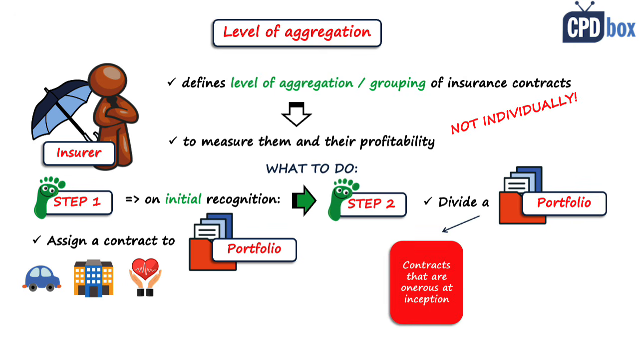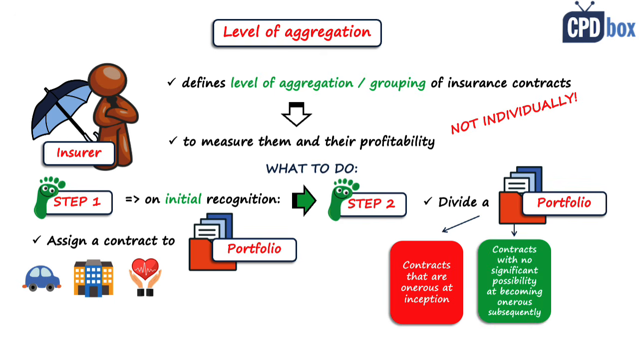Then step number 2, divide that portfolio into at least 3 groups according to the minimum requirements in IFRS 17. Group 1, contracts that are onerous or loss-making at the inception. Group 2, contracts with no significant possibility of becoming onerous subsequently after initial recognition. Group 3, other remaining contracts.